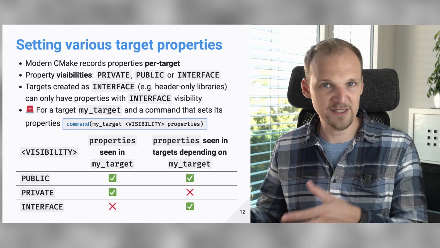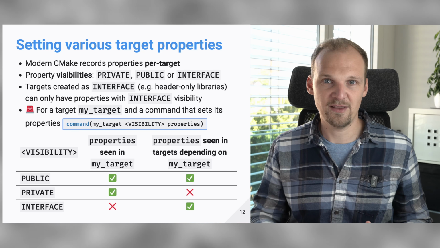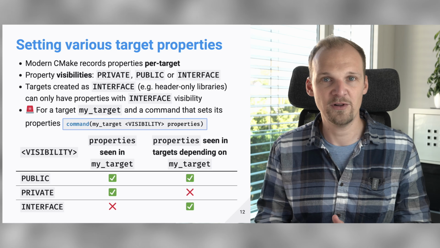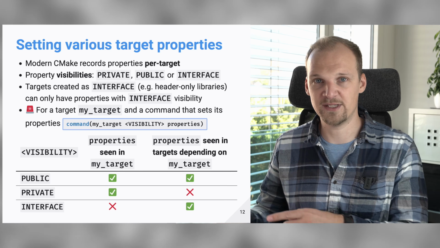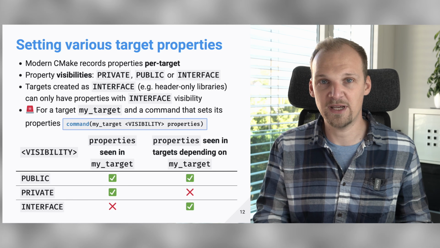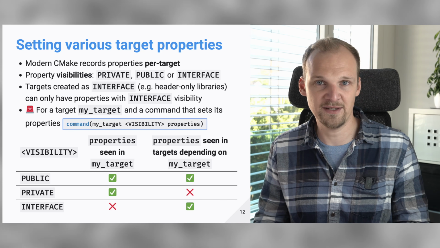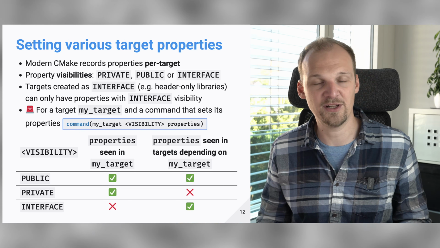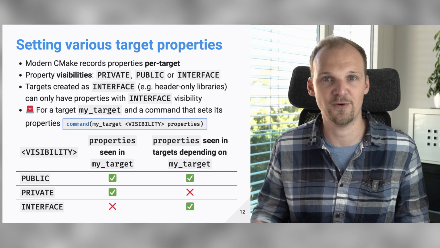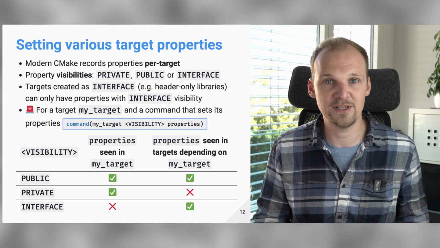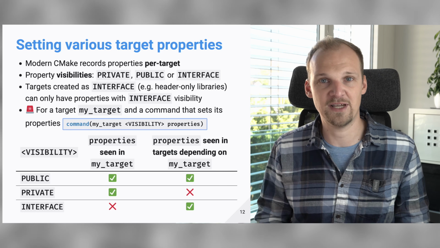And the difference between the public, private, and interface is the following. So if we set these properties to a particular target, then the properties can be used already for this target, for my target in this example, or for the targets that rely on this my target down the line. And if we use the public properties, then they are available to my target and to the descendants of it. If we use the private, they're only available to my target, but they're not going to be seen downstream, down the line from my target. And if we use interface, it's actually flipped, so my target cannot use these properties, but they are going to be visible downstream.